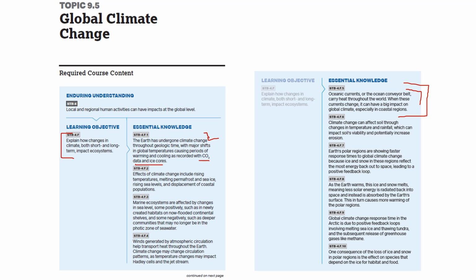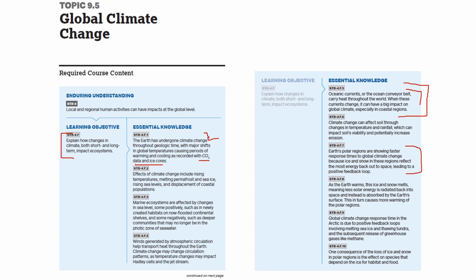Earth's polar regions are showing faster response times to global climate change because ice and snow in these regions reflect the most energy back into space, leading to a positive feedback loop, that ice albedo positive feedback loop. As Earth warms, this ice and snow melts, meaning less solar energy is radiated back into space and instead is absorbed by the Earth's surface. This in turn causes more warming of the polar regions.